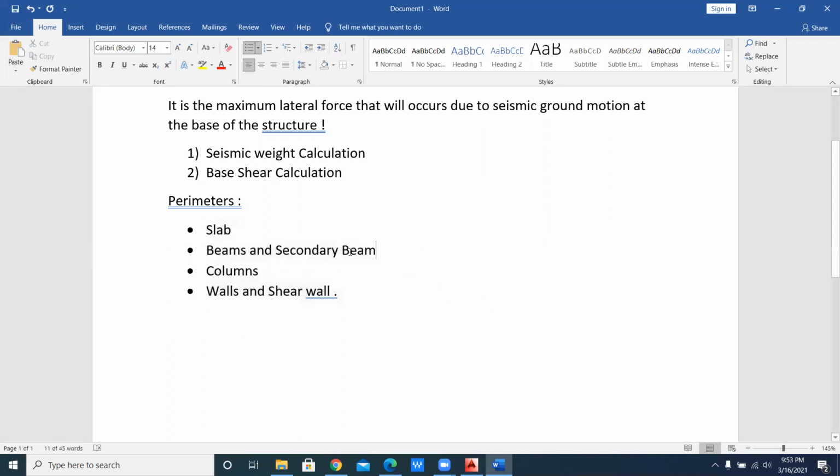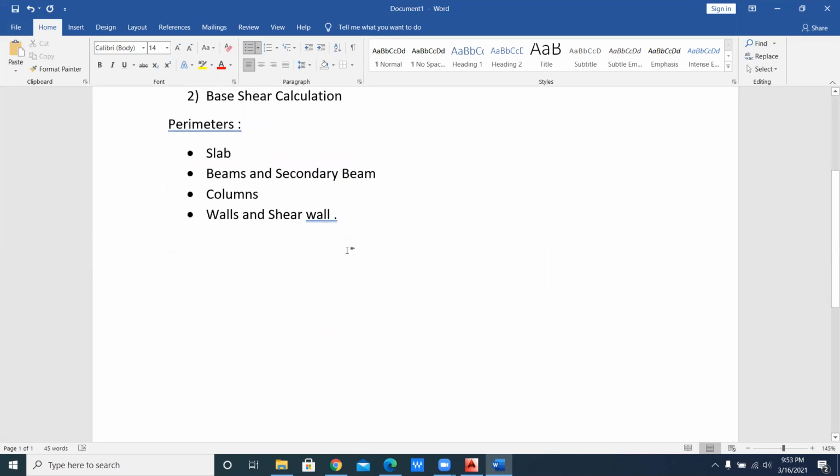So those are the parameters for which we have to find the given dead load. It is very important to find the dead load according to the UBC code 97. So first of all, I am going to find out the slab.